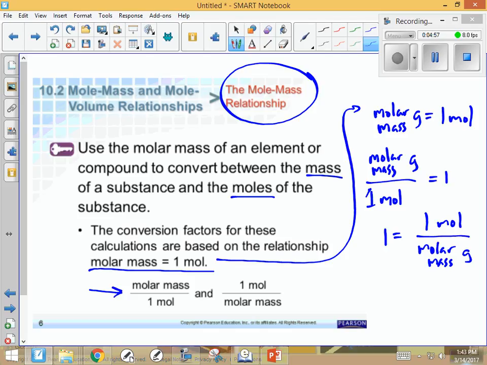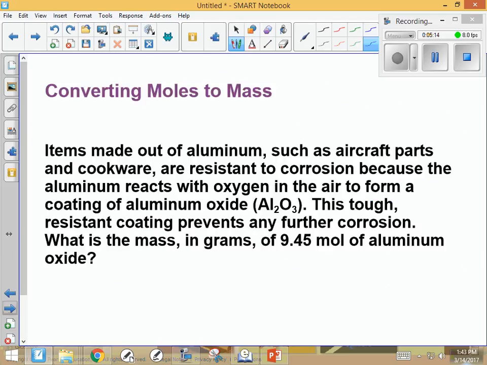They both equal 1, and this is how the book shows them. Remember that molar mass is in grams. Okay? That is your mole to mass relationship. How do we use it? We can use it in two ways. The first way we use it is to convert moles, the number of moles, to mass.